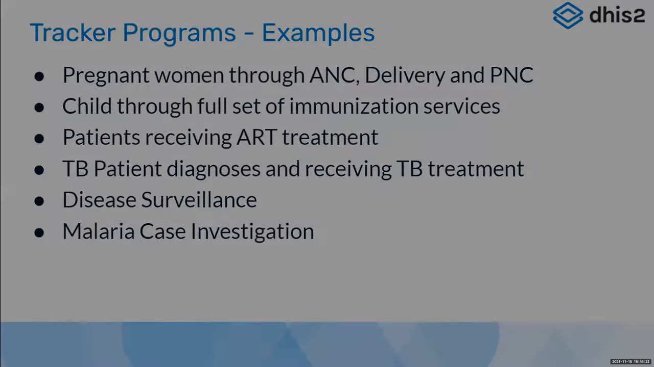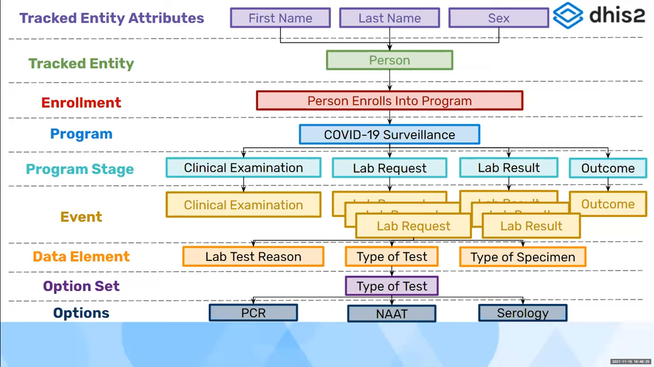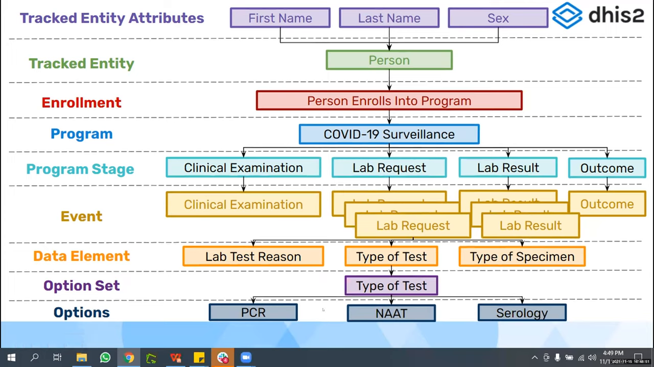And all these data elements could be attached to option sets, as we saw. The purpose of having these option sets is to enhance the predefined answers to that particular data element. Like here we have type of test, and these are the options on what type of tests can be conducted for COVID-19, which could be PCR, NAD, or serology.